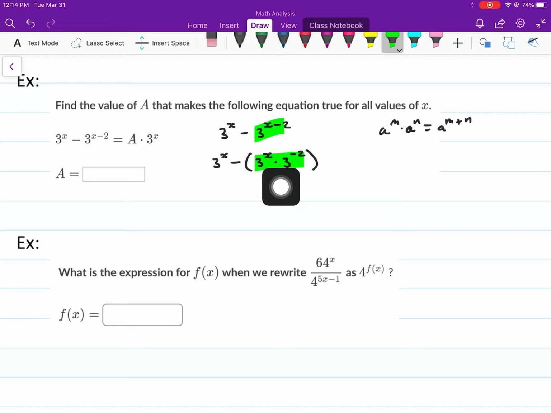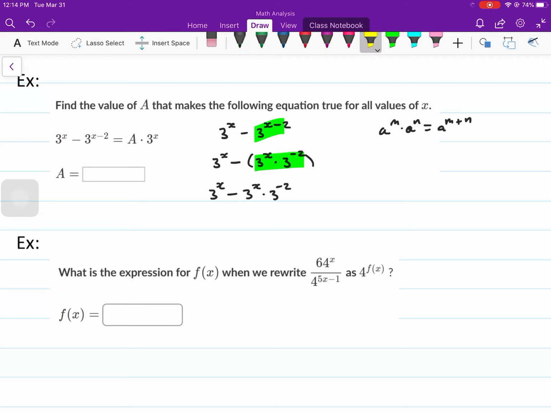Well, what would we do to the exponents if we're multiplying numbers of the same base? You would add them. So here you just see x minus 2, because we're going to add that. x plus negative 2 would be the same thing. And then these parentheses, I don't actually need them. So we would have 3 to the x minus 3 to the x times 3 to the negative 2.